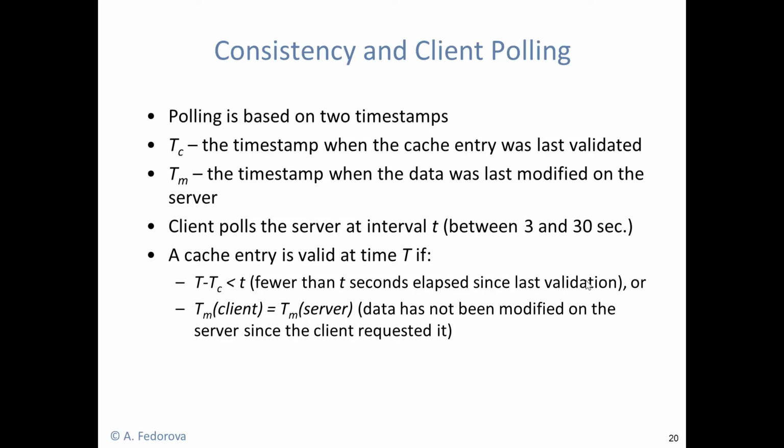And a cache entry, a file block that the client has previously read from the server, is considered valid if the time that has elapsed since the last polling has not exceeded our interval t, or if the client recently received the TM timestamp from the server and that timestamp is the same as the last remembered copy on the client. Basically, the server tells the client that the data has not been modified since the client last requested it.